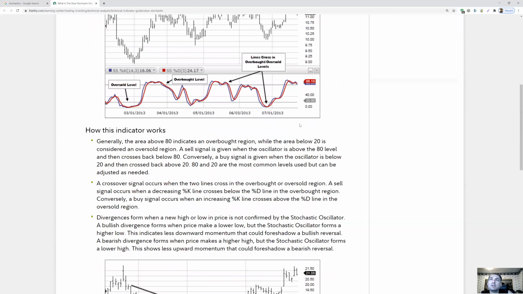So generally, the area of 80 indicates overbought region, while below 20 is considered oversold. A sell signal is given when the oscillator is above 80 and it crosses back below 80. Conversely, a buy signal is given when the oscillator is below 20, and then crosses back above 20. 80 and 20 are the most common levels used, but can be adjusted as needed.